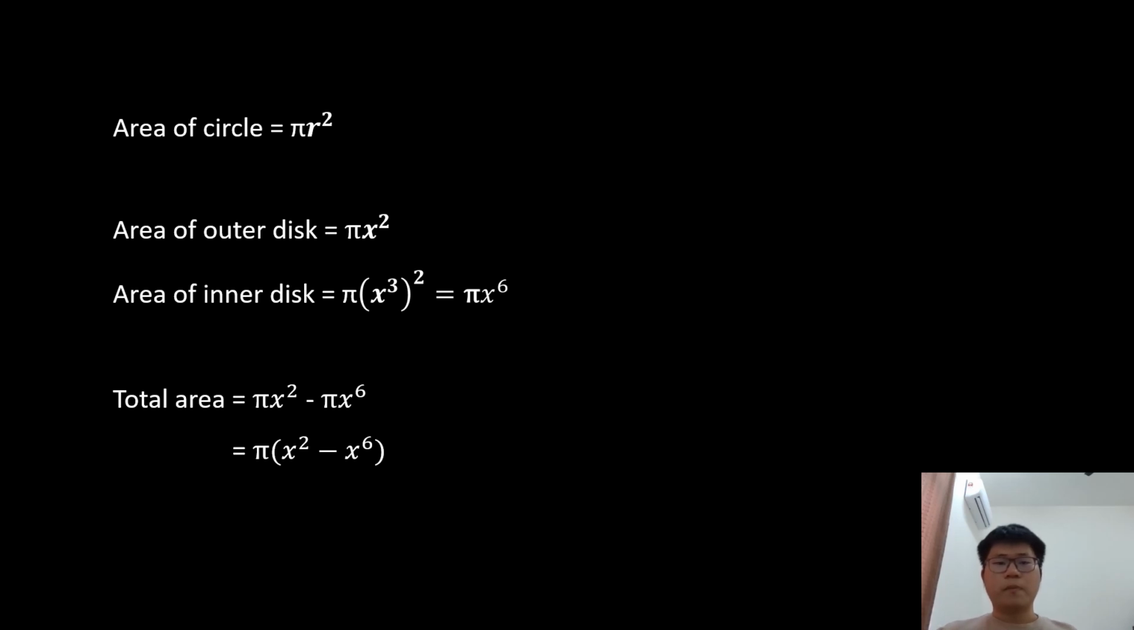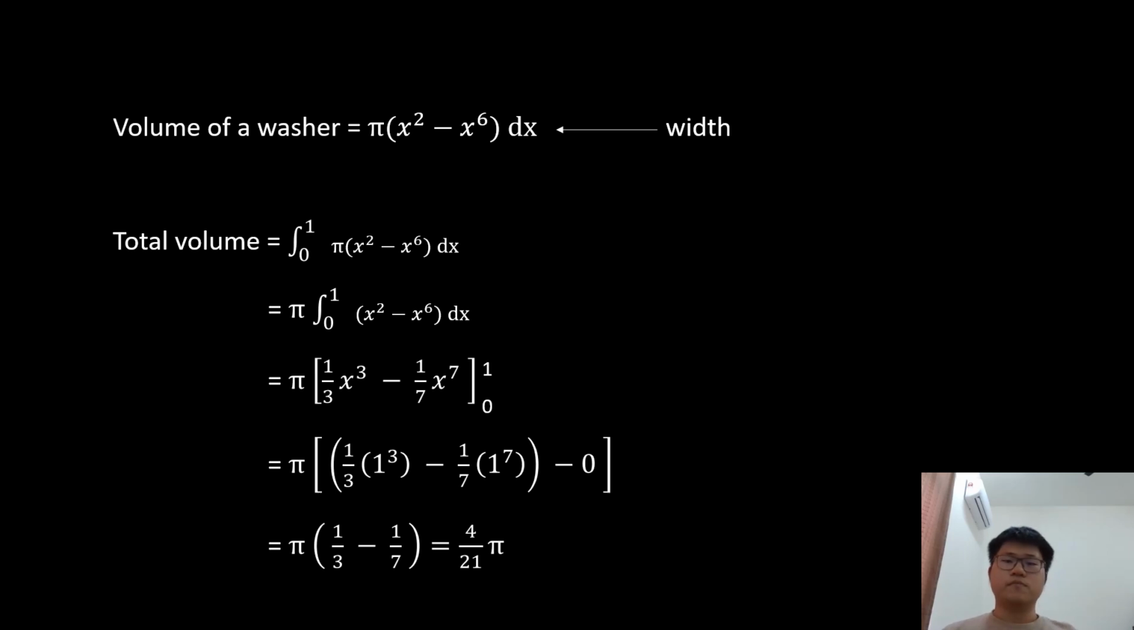To obtain the total bounded volume, perform an integration that sums up the volume of every washer. Finally, we get our total volume, which is 4/21 pi.